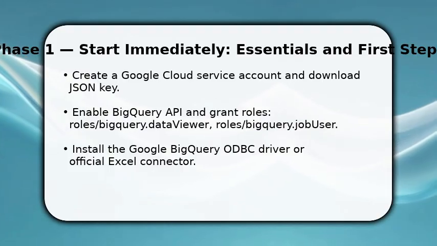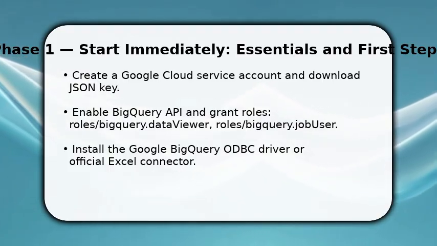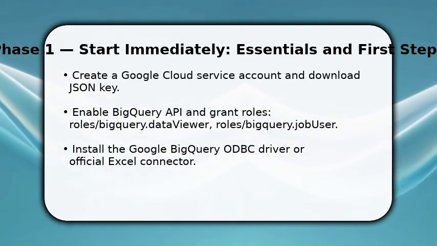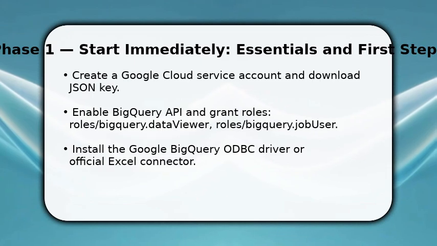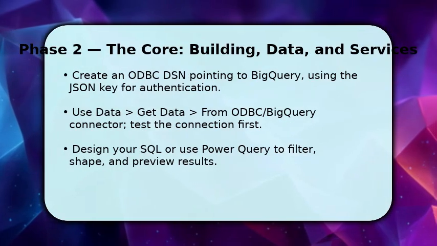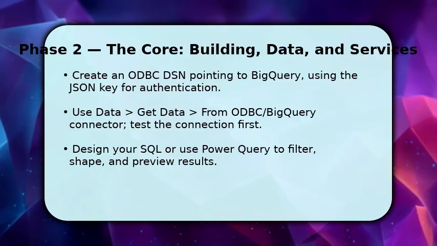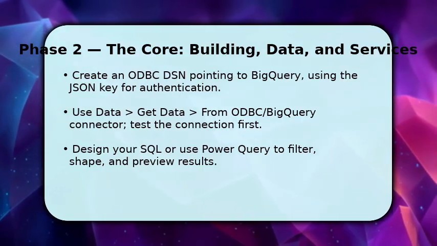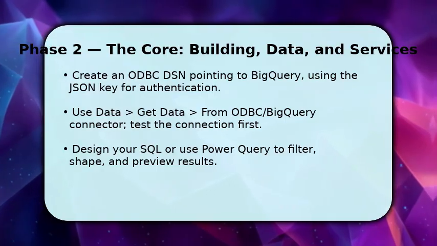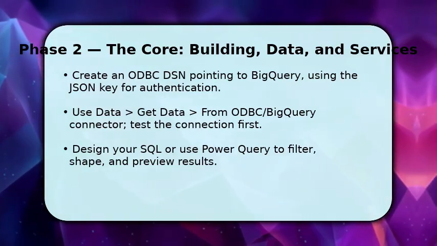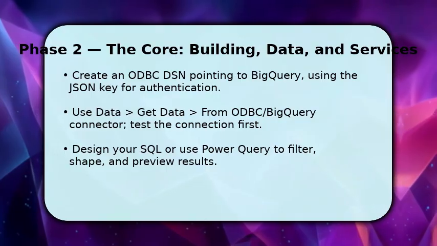After those files are in place, you're ready to configure a DSN or choose the connector in Excel and proceed to the next step. Now configure the connection and build the query that fetches your data. In ODBC admin, create a DSN that references the BigQuery driver and load the JSON key for authentication. Test it to confirm connectivity.